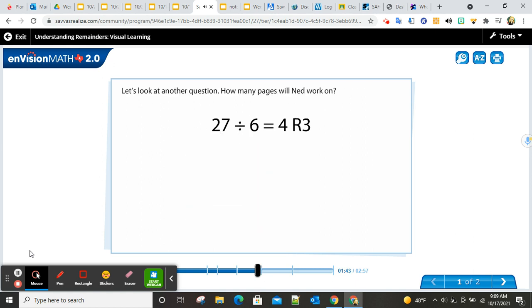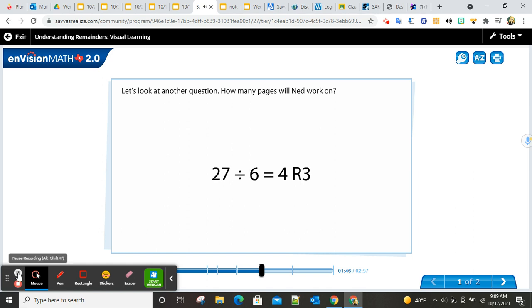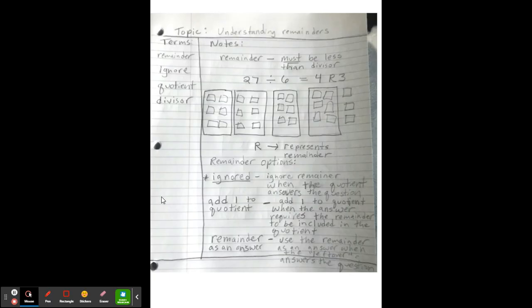Let's look at another question. How many pages will Ned work on? To answer this question, find out how many groups are filled or started. So this is something that I want to write in our notebook also. Another option for remainders is to add 1 to the quotient.